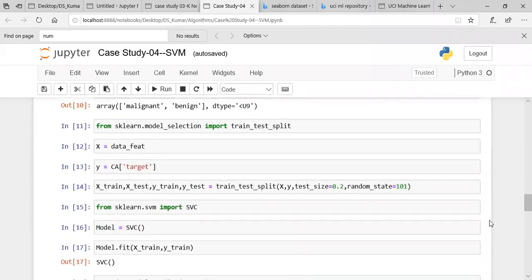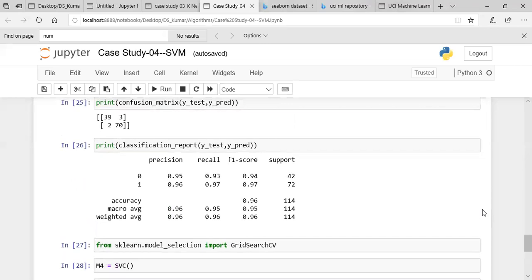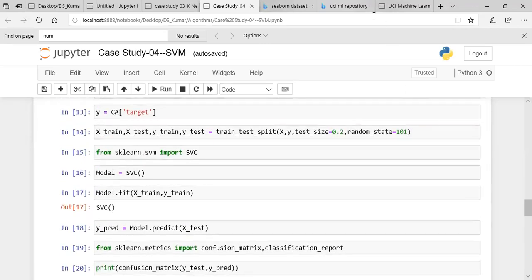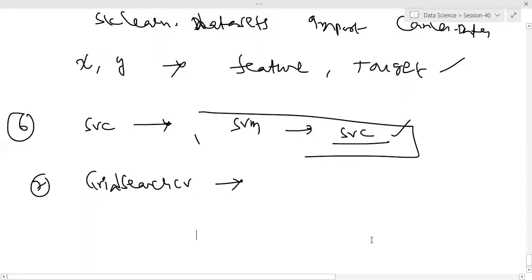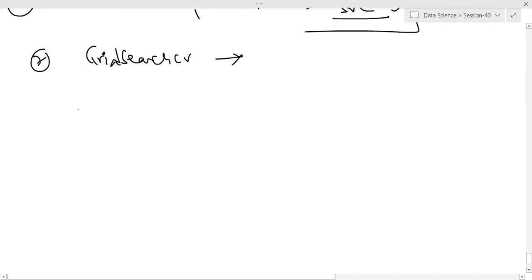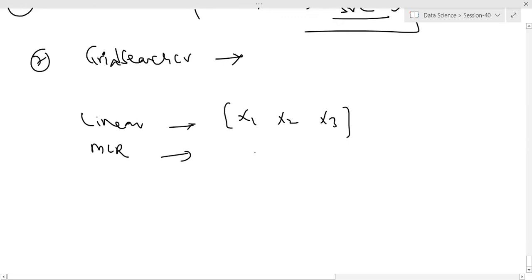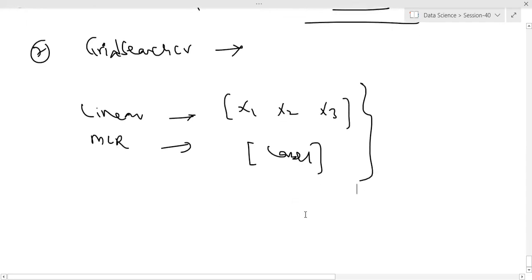You can use it, no problem, because this is another method. How many methods have we seen, friends? Can we quickly reconnect? Initially, if you remember, in the case of linear and multiple linear regression, we used this concept: directly we could mention x1, x2, x3. In the case of Y, we just give the label directly. This is the first method to separate the X and Y values.